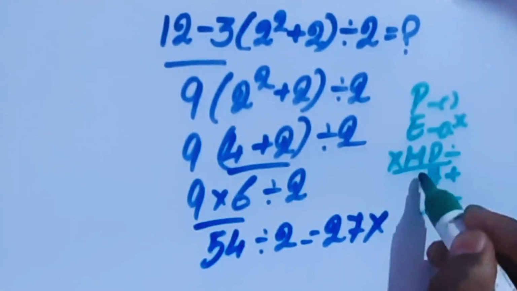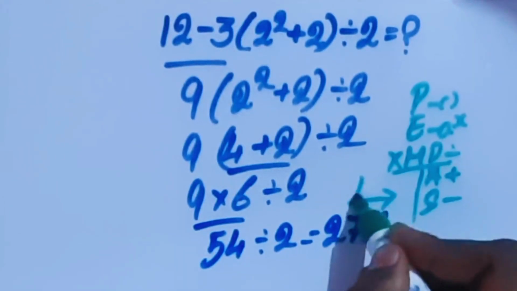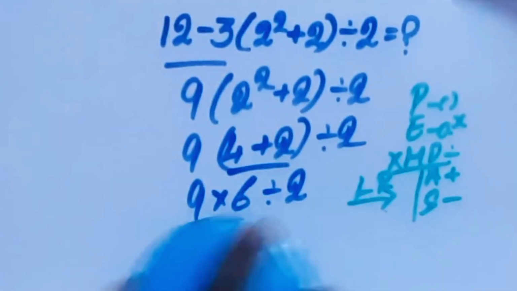Here multiplication and division are equal priority. Also addition and subtraction are equal priority. For equal priority, we are going to introduce another rule called left to right in the problem. Now we are going to solve this problem in the correct way by using the order of operations, PEMDAS.